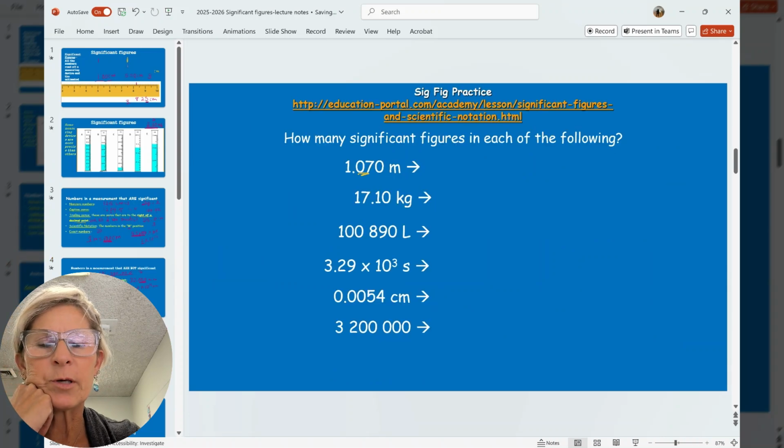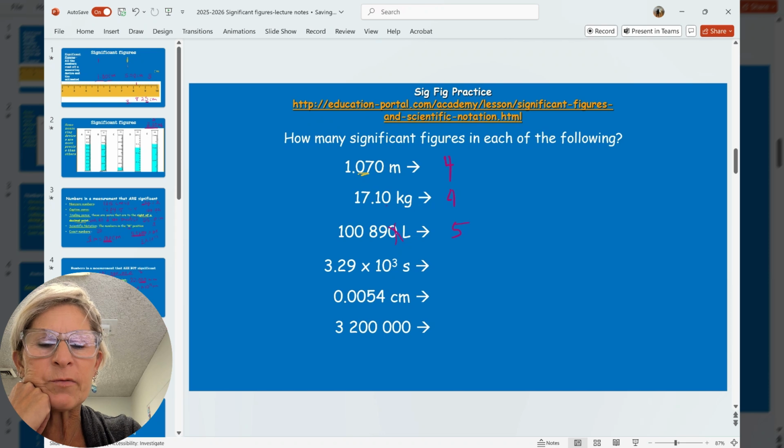Okay, so let's take a look here. So in this number, we've got 4 sig figs. That guy's significant because he's captured between 2 non-zero digits. He's significant because he's to the right of the decimal and the right of the non-zero digit. We have 4 sig figs here. All first 3 numbers are non-zero digits, so they're significant. That guy is significant because he's to the right of a decimal and the right of a non-zero digit. This value only has 5 sig figs.